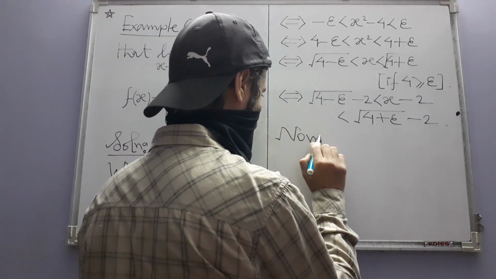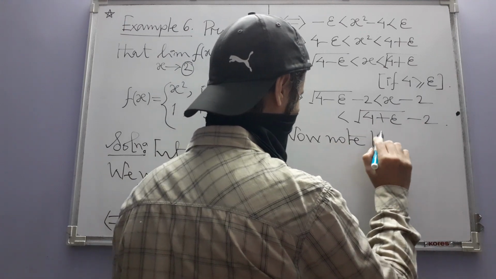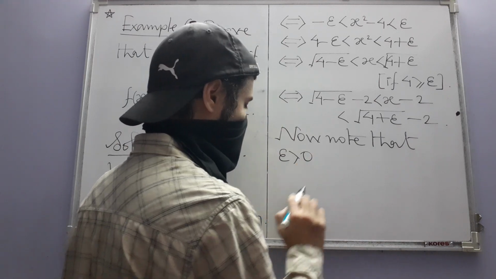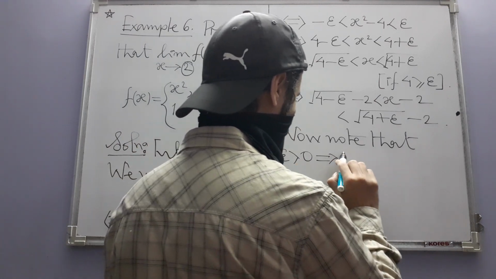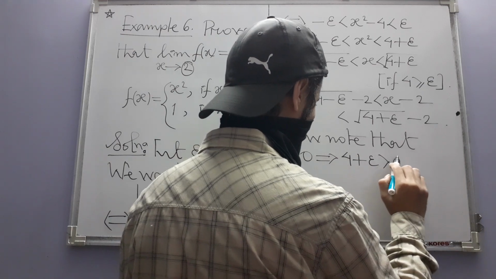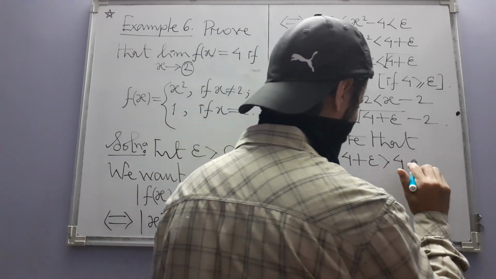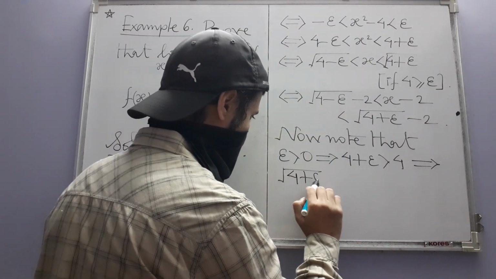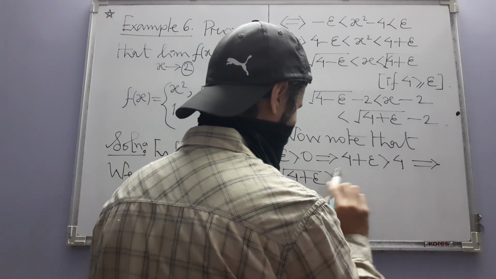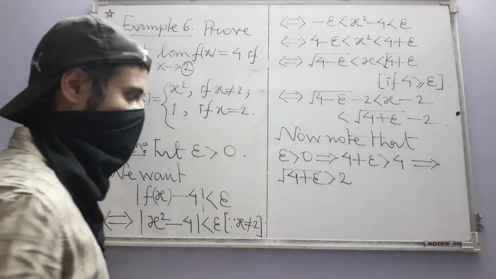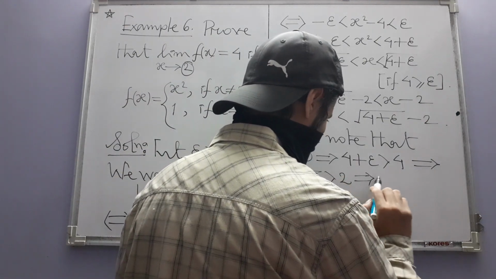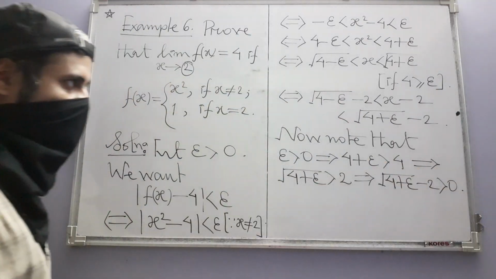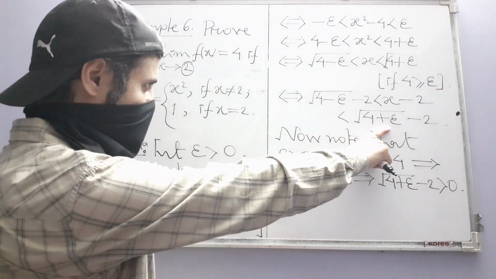Now, note that epsilon of course is greater than 0. This implies what? 4 plus epsilon is greater than 4, because these numbers are both positive. You can take square roots on both sides, the inequality will stay the same, won't get reversed, and that gives you this. That means this number on the right side is positive.